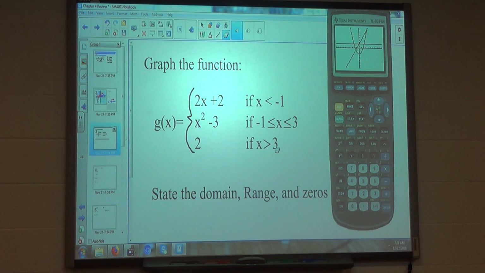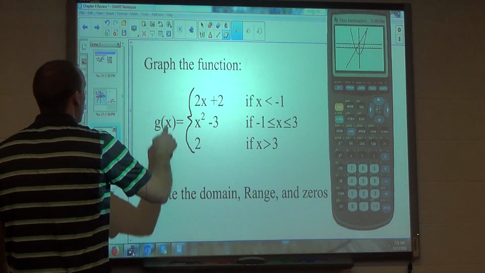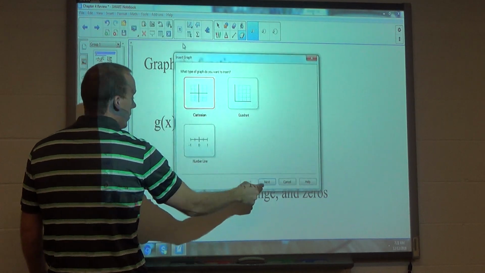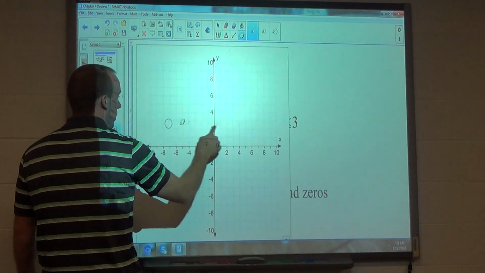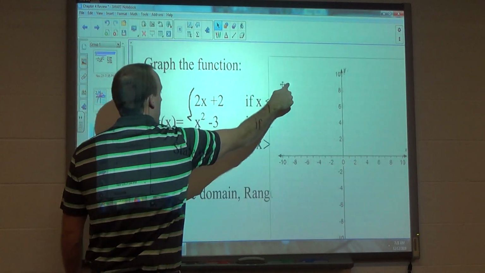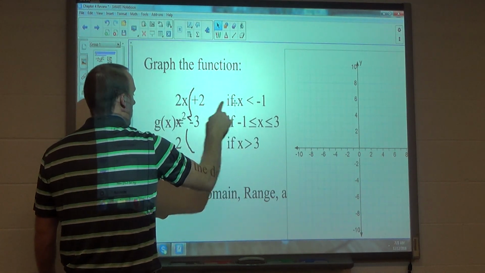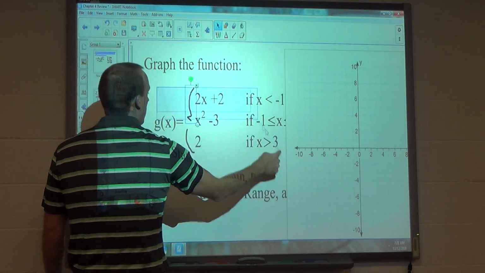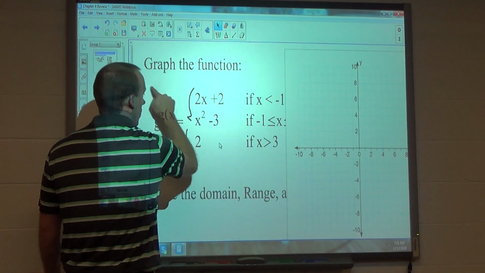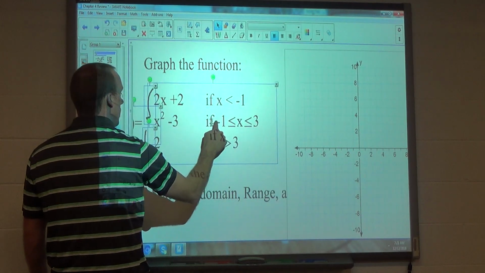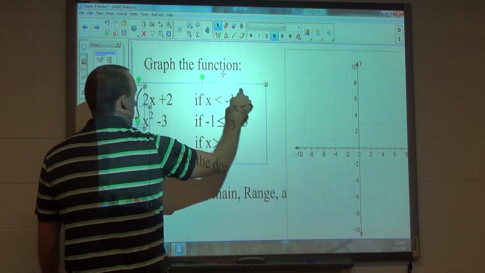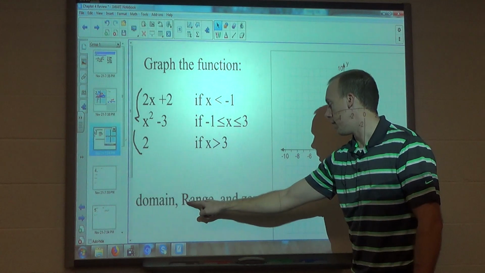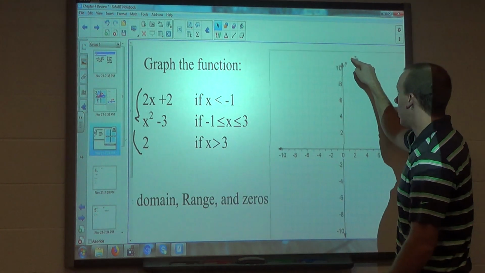Okay, so let's graph this. I'll show you how this is done here. So if I have a graph sheet of paper, okay, I'm going to bring that over here. If I can get it to shift here. There, I'm just going to cover that up so you can see the equation. Okay, and then at the end we're going to state the domain, the range, and the zeros. So we'll get to that at the end, but I'm going to graph this first.